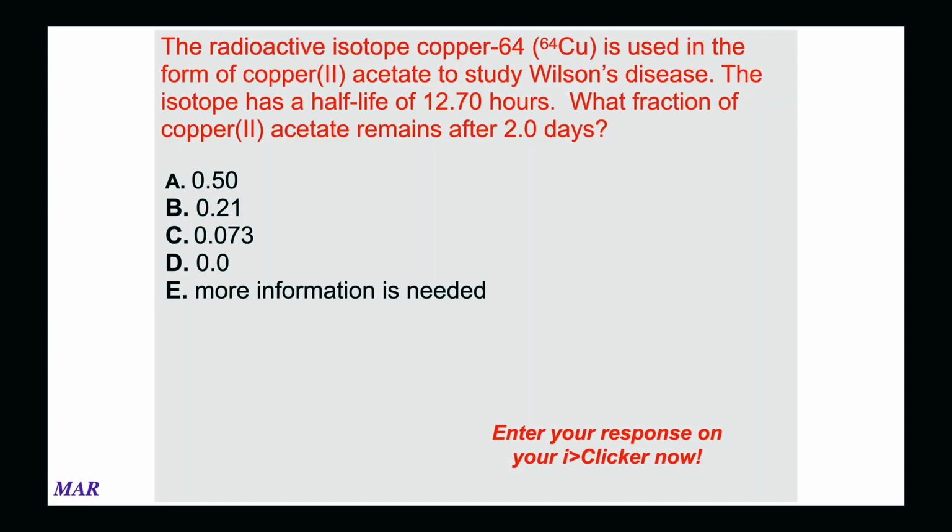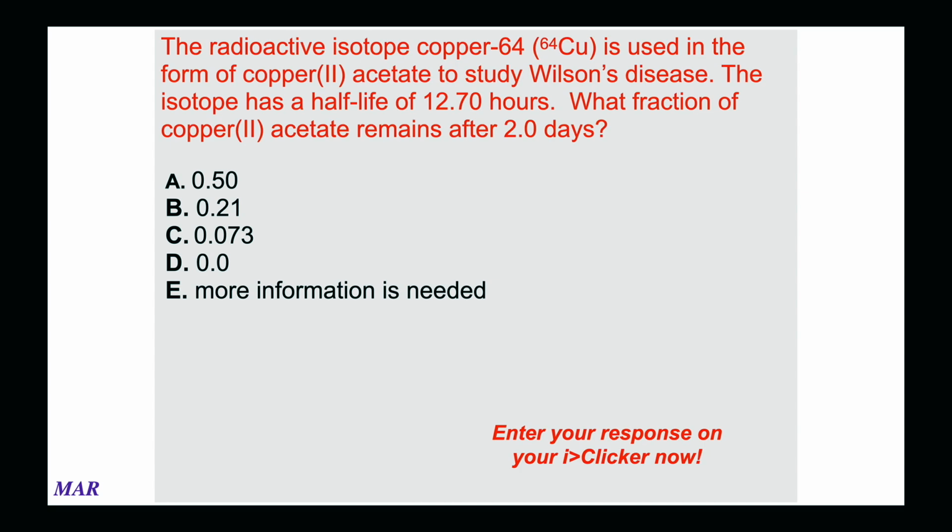Here's a problem with radioactive copper-64. It's used apparently in copper-2 acetate to study Wilson's disease. But anyway, it has a half-life of 12.70 hours. What fraction of the copper-2 acetate remains after 2 days? Now, first of all, I hope you're starting to see here that time has to be in the same kind of units. And we have hours and we have days, all right?